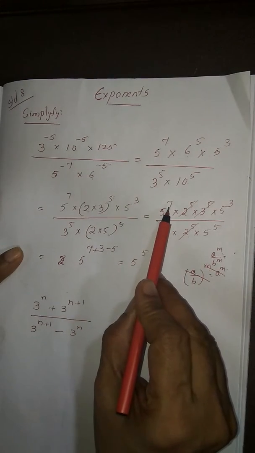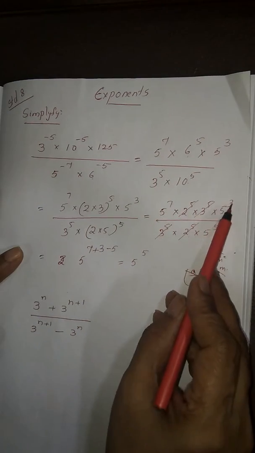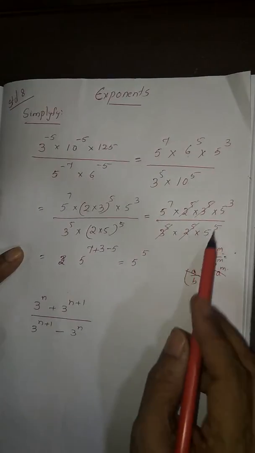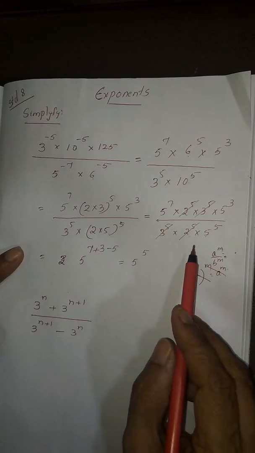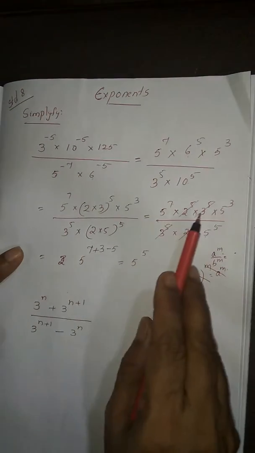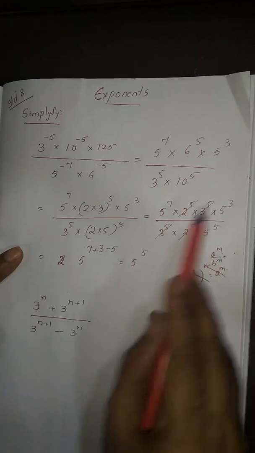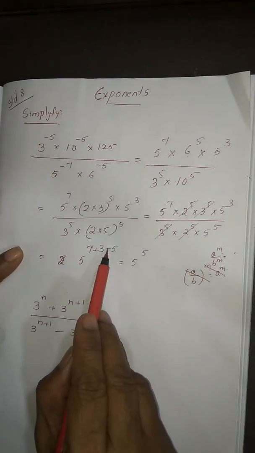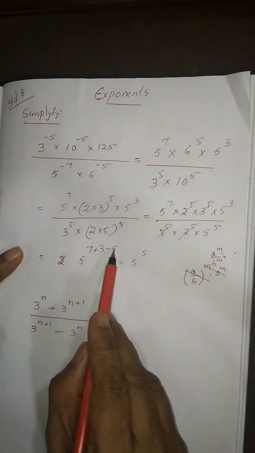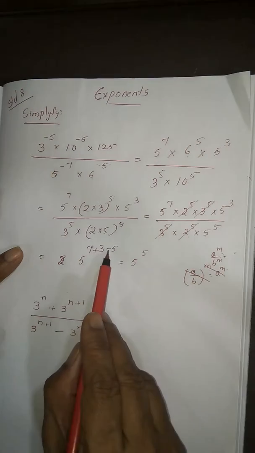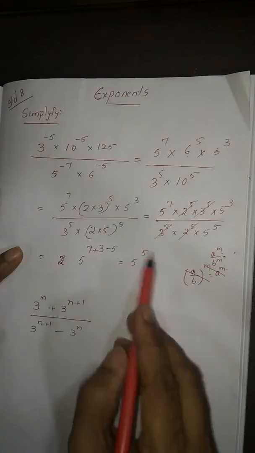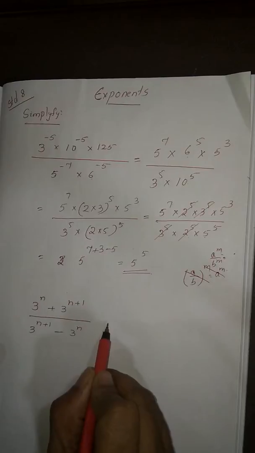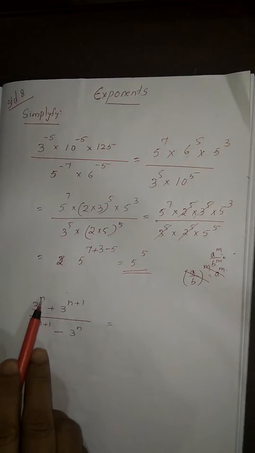Now we are left with 5 to the power of 7 into 5 to the power of 3 by 5 to the power of 5. So a to the power of m into a to the power of n, the identity is a to the power of m plus n, and that we are using. So 7 plus 3, and the denominator again is 5 to the power of 5. So we can write it as, the bases are same, so minus 5. So 7 plus 3, 10, 10 minus 5, 5, 5 to the power of 5. That's the answer.